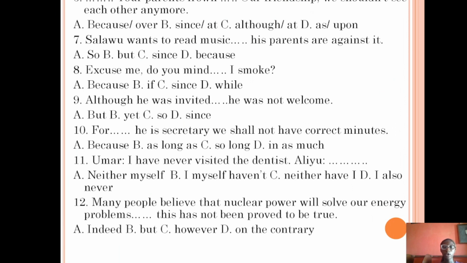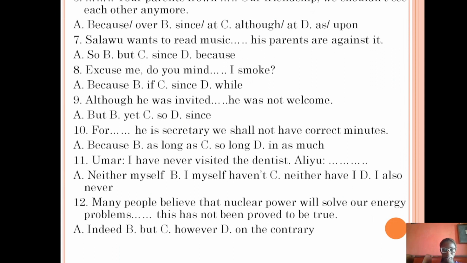Question 10. For dash his secretary, we shall not have correct minutes. Option A, because. Option B, as long as. Option C, so long. Option D, inasmuch. The correct option is option B. For as long as he is secretary, we shall not have correct minutes.